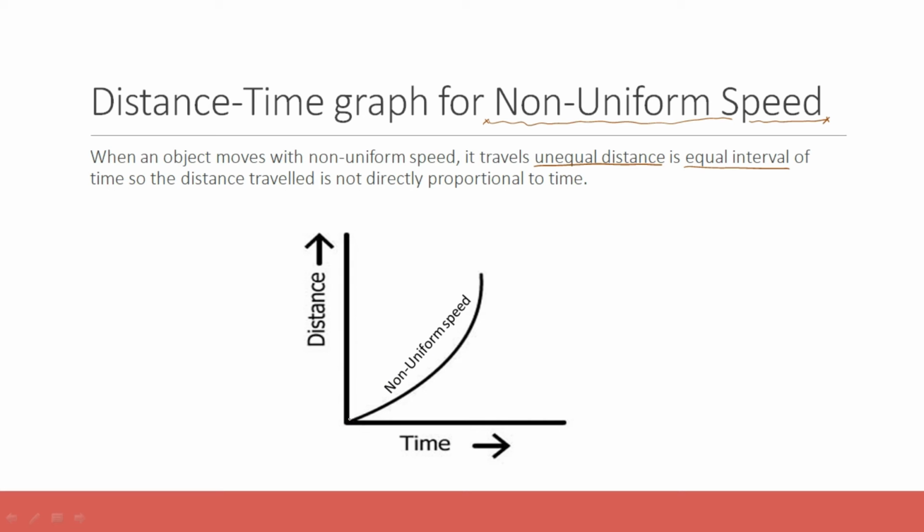So the graph will be like this. You will get a curve, right? You will get a curve for non-uniform speed. And when a body covers unequal distance in equal interval of time, then we say that the distance traveled by the body is not directly proportional to time, right?